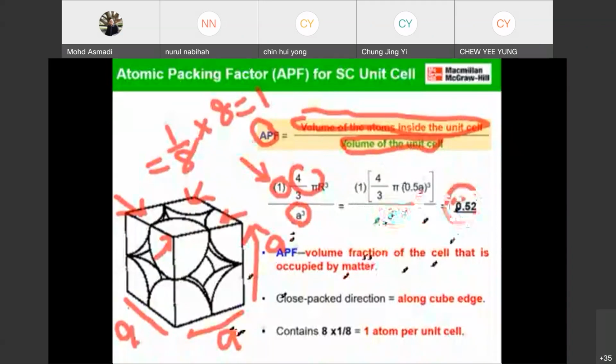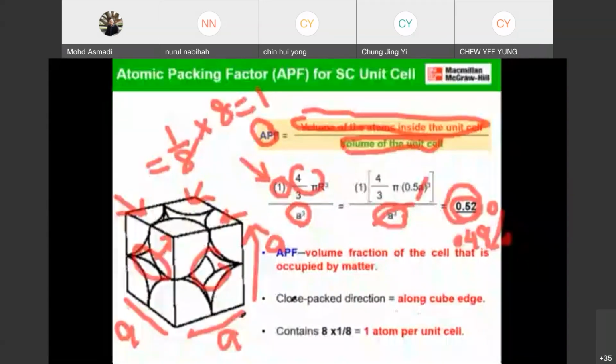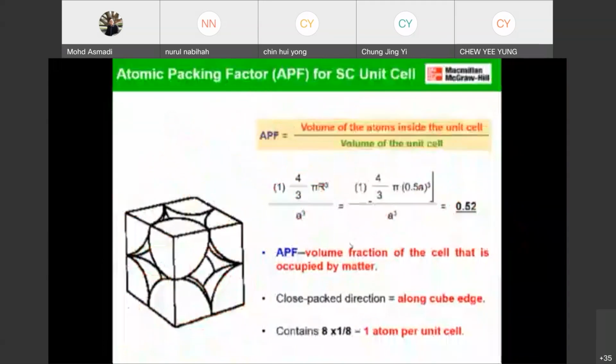So meaning that the other 48% is only the space of void. Okay, so the close direction is along the cube edge. This contains 1 atom per unit cell. So please remember for the simple cubic, it is equal to 52% atomic packing factor, or 0.52.